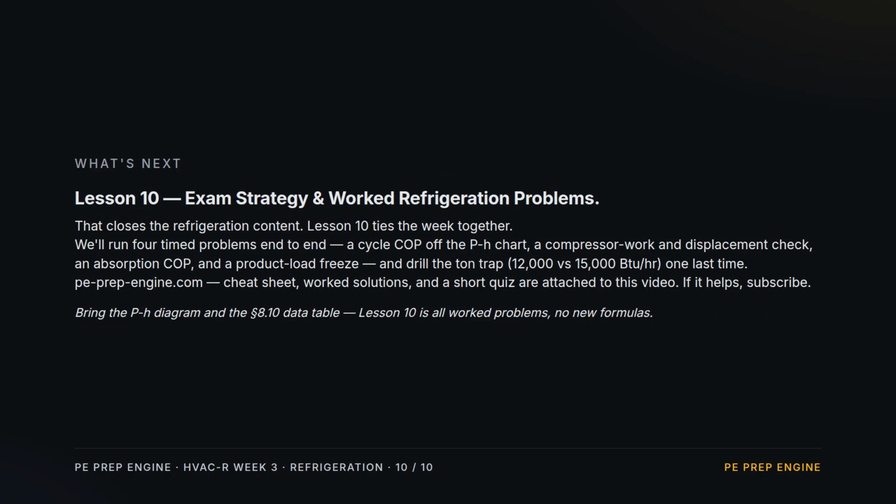Next up, Lesson 10, Exam Strategy and Worked Refrigeration Problems. We'll run 4 timed problems end to end, a cycle COP off the pH chart, a compressor work and displacement check, an absorption COP, and a product load freeze. And hit the ton trap one final time.